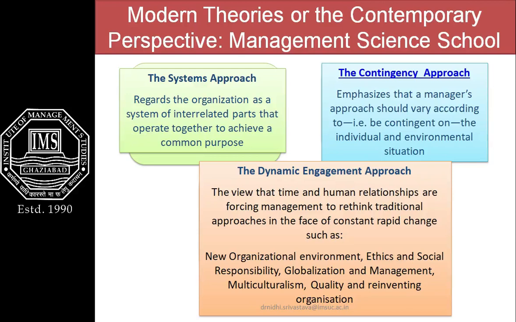Modern theories are divided into three categories. The first is systems approach, second is contingency approach, and third is dynamic engagement approach. I will first talk about the systems approach. When we talk about systems approach, first we need to understand what is a system. A system is particularly denoting the input and output mechanism, and system consists of various subsystems.